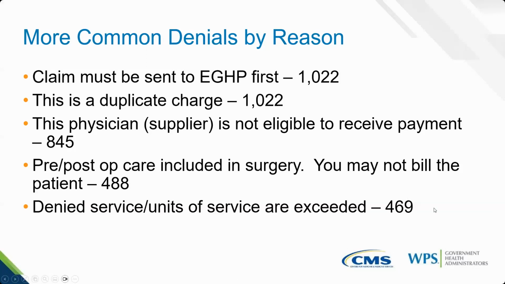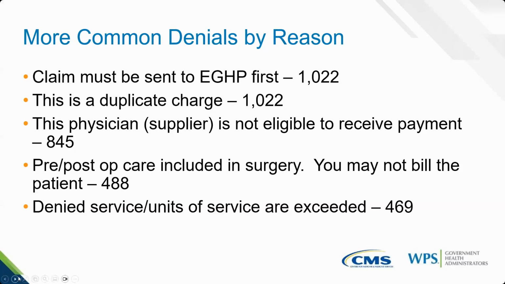This would be a situation where you'd want to check the medically unlikely edits that CMS publishes on their website. It's part of the National Correct Coding Initiative. In this case, the units of service exceed the MUE for that particular item of service. This is an appealable denial. You can submit medical record documentation to justify payment. If you have that in your records, you'd want to submit an appeal, and Medicare would make a decision on whether any or all of those excess units could be payable.